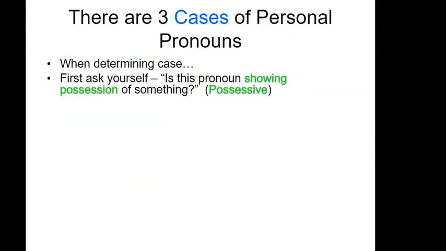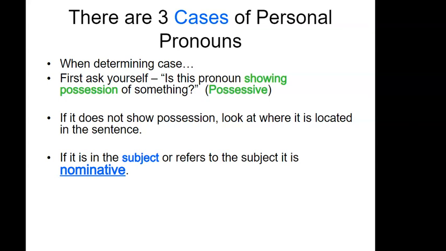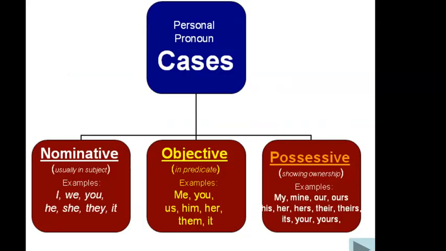So there are three cases of personal pronouns. When determining case, first ask yourself, is this pronoun showing possession of something? If so, it will be a possessive pronoun. If it doesn't show possession, look at where it's located in the sentence. If it is the subject or refers to the subject, it is nominative. If it is in the predicate and it is different than the subject, it is objective.